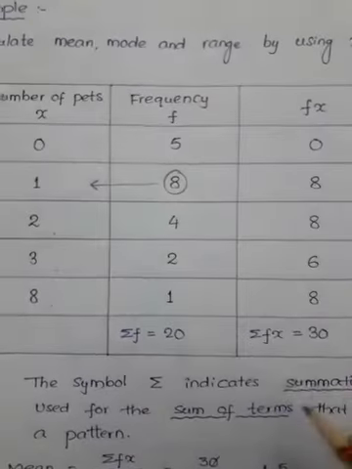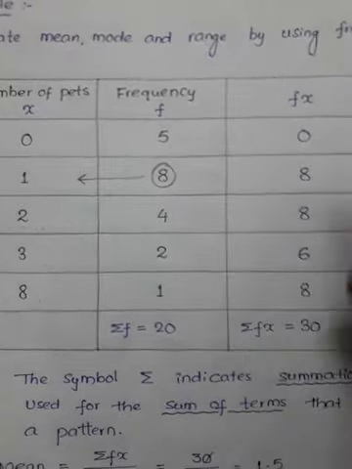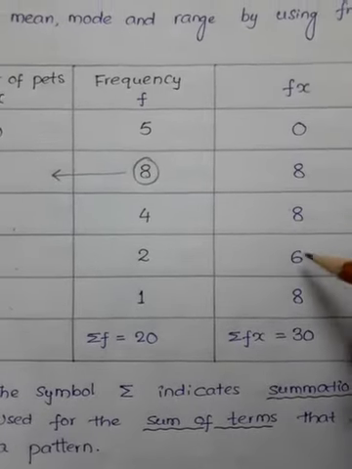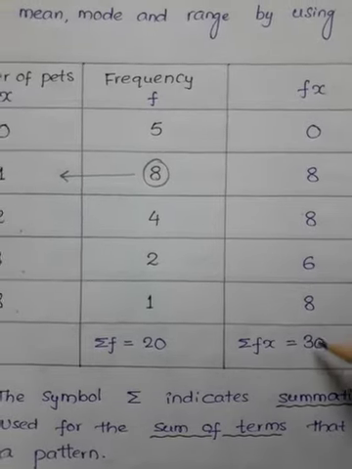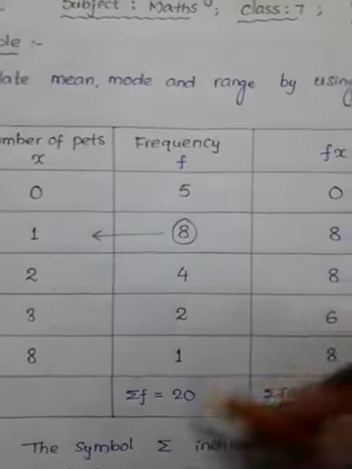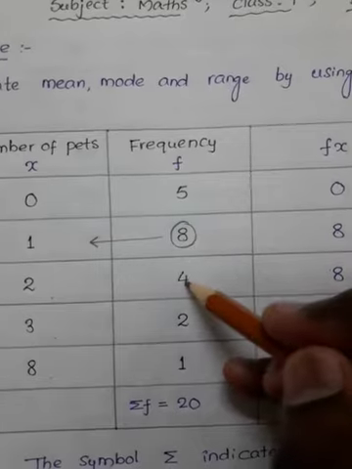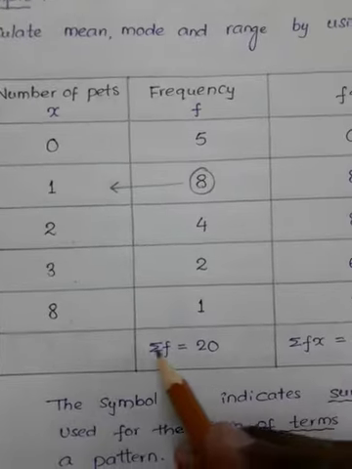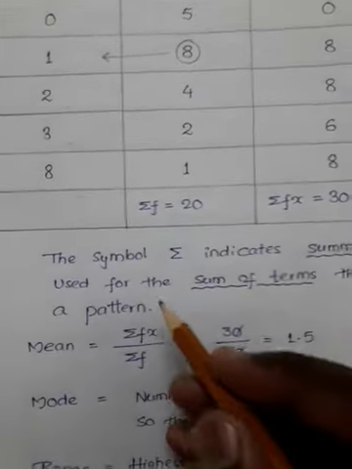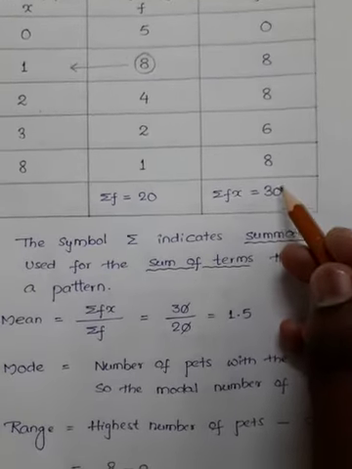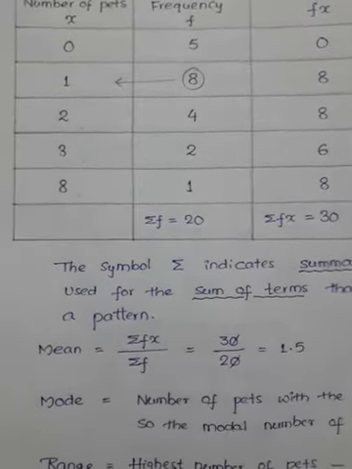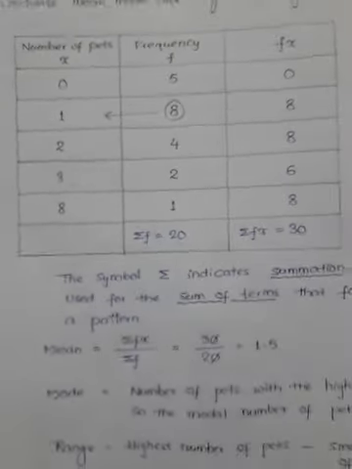Now add it. Why? Because summation means the total: the sum of the values of fx. So 8 plus 8 equals 16, 16 plus 6 equals 22, 22 plus 8 is 30. Now add the frequency. 5 plus 8 is 13, 13 plus 4 is 17, 17 plus 2 is 19, 19 plus 1 is 20. That is equal to summation f. So the formula is summation fx by summation f. Summation fx is 30 divided by 20. The 0s cancel, 3 by 2 means 1.5. This is the way to find the mean.